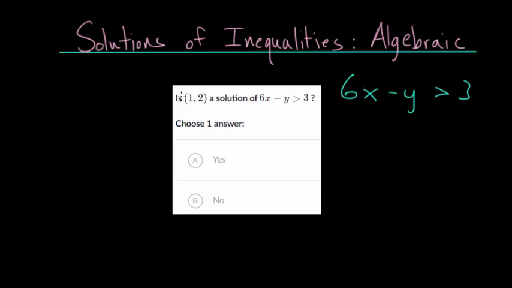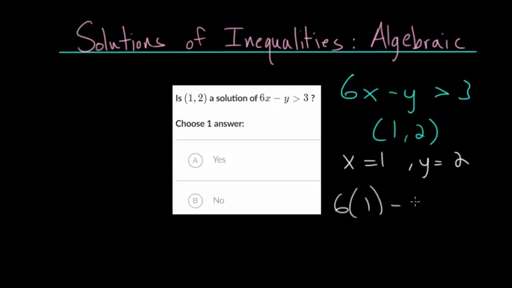And we wonder, is this point (1, 2) actually a solution of this inequality? There are going to be infinite solutions to these inequalities, and we need to determine if our point is part of that. So we have the point (1, 2), and all we're going to do is plug in for x and y and see if we get something that makes sense. In this case, x is 1 and y is 2. So let's substitute. We have 6 times 1 minus 2, and we're going to see, is this bigger than 3?